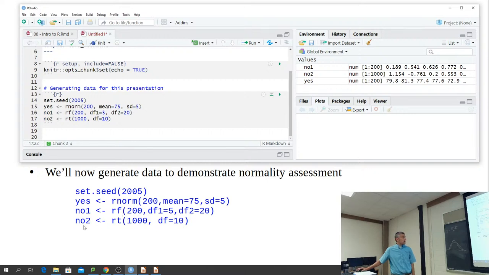Vector two is our second vector. This is also not normal. What distribution do you think this comes from? A t distribution. Right, exactly. So we have 1,000 random points from this t distribution. T distributions are defined by degrees of freedom, and we picked degrees of freedom 10.